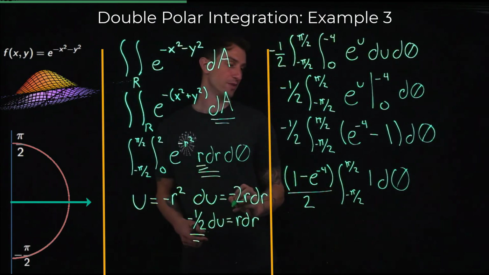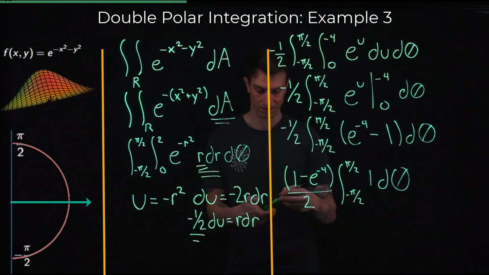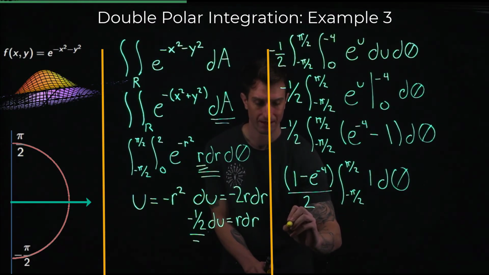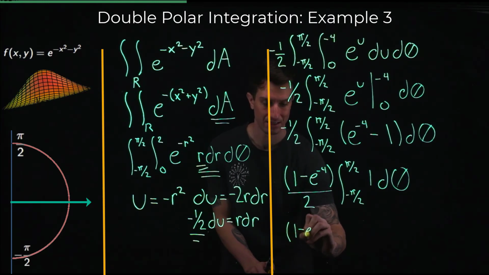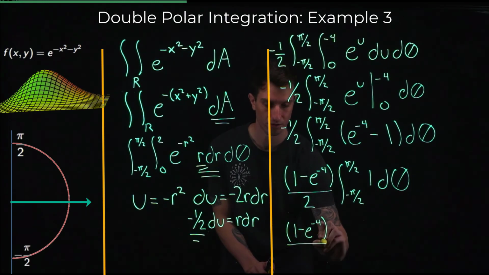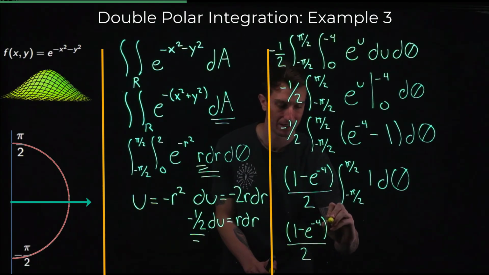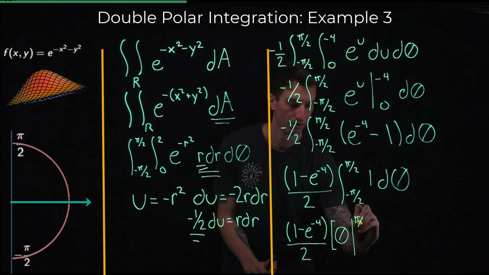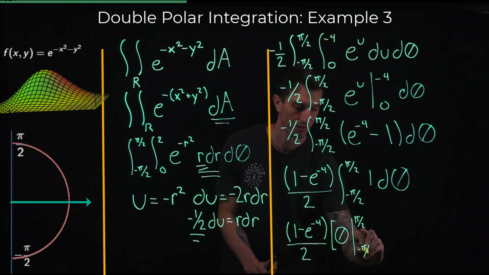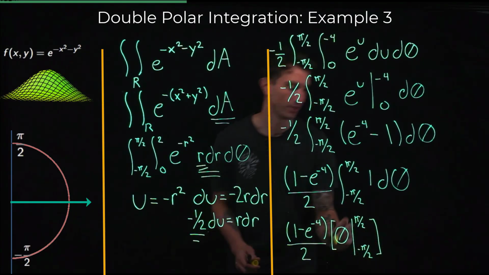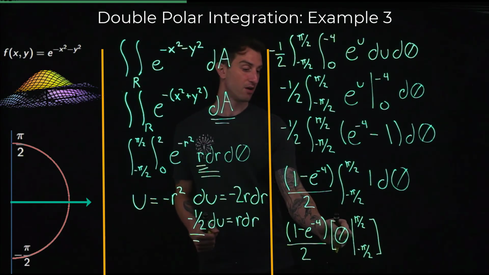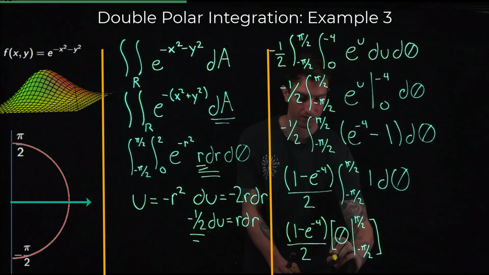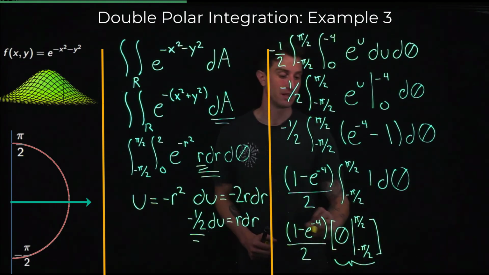Let's see if we run out of room here. I think we'll be okay. I'll have to scoot down just a little bit. Right, if we evaluate this, this is just going to be theta. So we end up with 1 minus e to the negative 4 over 2, and now we're evaluating theta from pi over 2 to negative pi over 2. I'll pause here for a second because I don't want to shortcut this, but I might have to due to space. If I plug in pi over 2 and subtract negative pi over 2, I'm going to get a full pi. So this is going to evaluate to be pi.